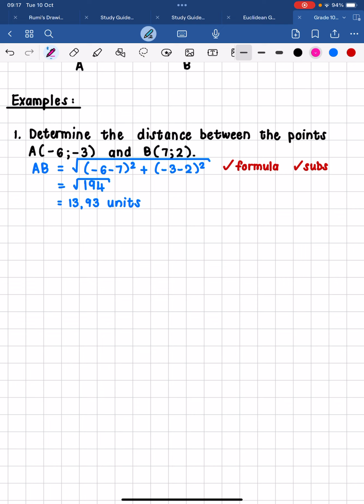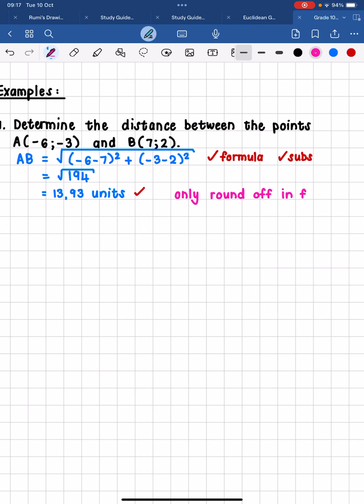Okay, so I'm just going to make a note here at the end. Let's also give a mark there, because that would be worth the 3rd mark. And let's just remind ourselves, we spoke about this in finance quite a bit, but only round off in final answer.